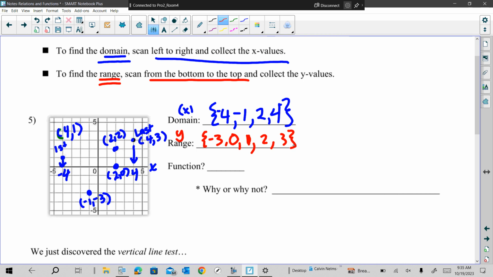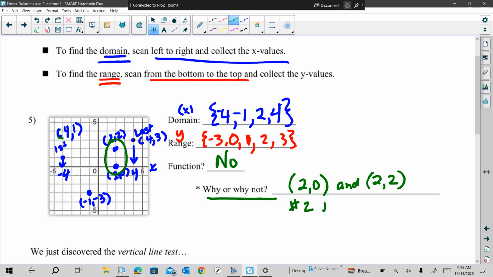Is this a function? No. Where is it not a function? Because it says yes or no. Look at your ordered pairs. Where is it repeating? Yeah, 2, 0, and at 2, 3, 2, 2, sorry. Okay, so I'm just going to circle these 2 points to show that's not a function. The number 2 repeats.